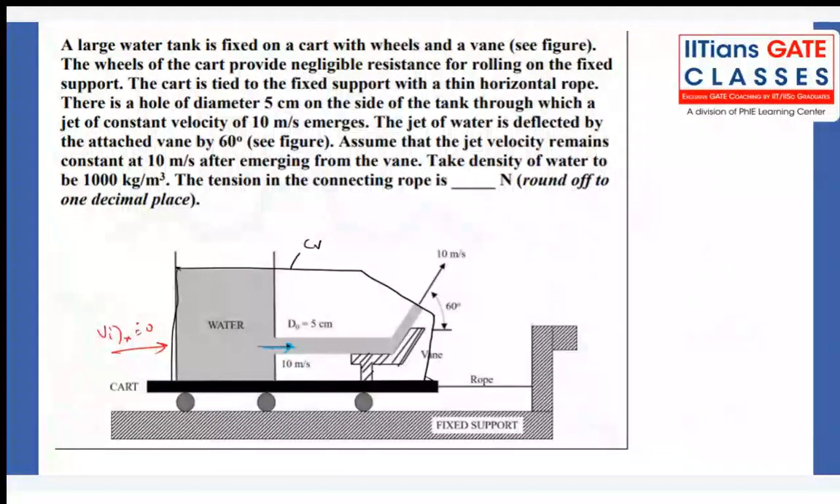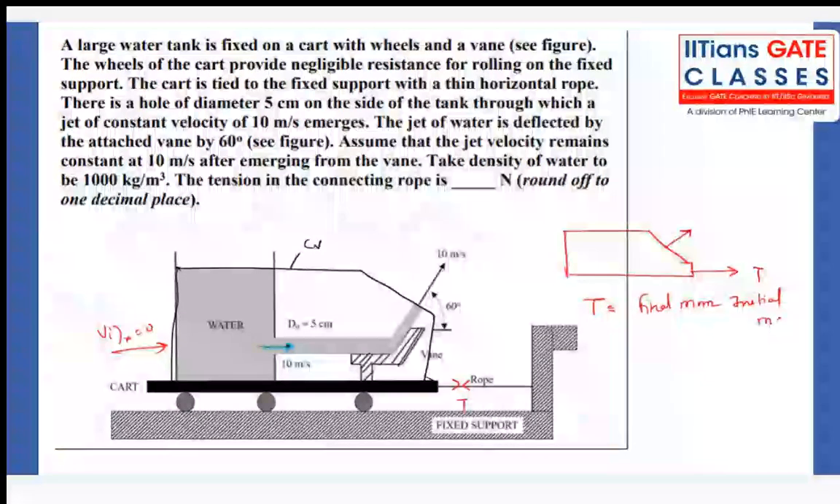Then what we can write? The tension in the string will be what, my dear friend? If you just make this control volume like this, there will be tension T in the rope like this. And there is a velocity with which it is coming. So the net force we can apply, tension will be final momentum minus initial momentum. There is no initial momentum, nothing is entering, right? So T will be what? Final momentum, mass flow rate into velocity in x direction. So what is that? 10 cos 60.